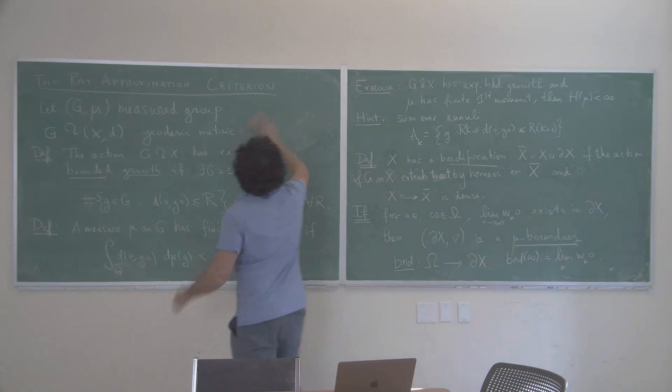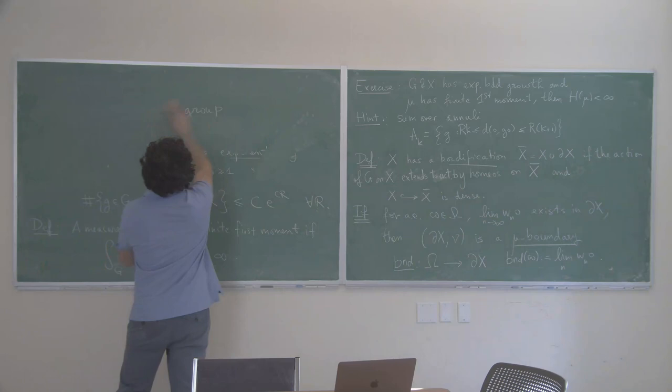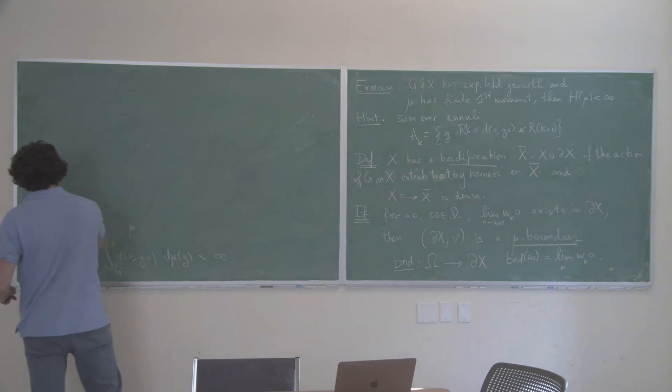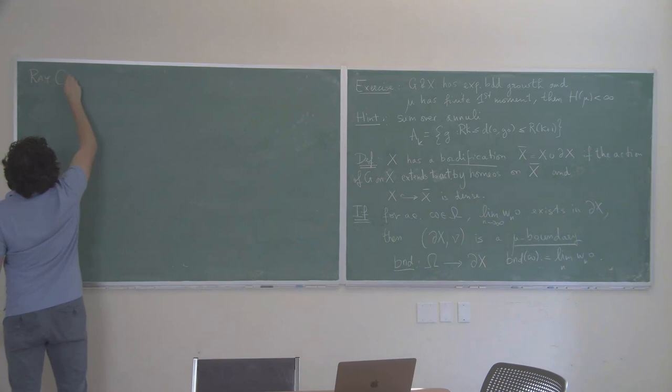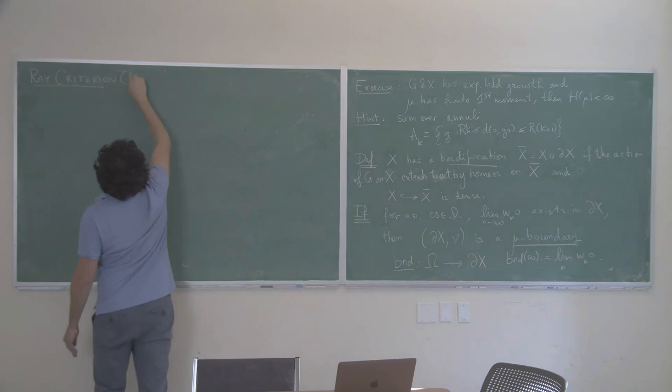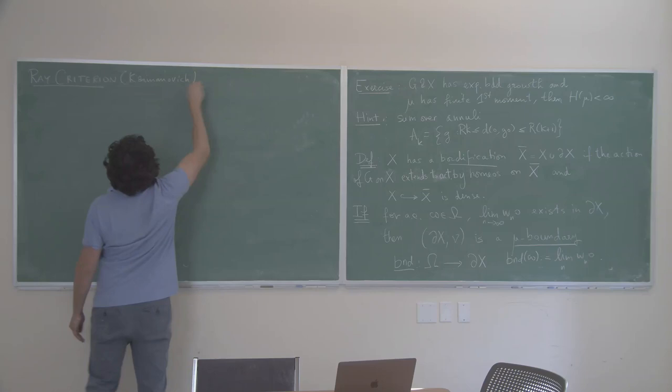Okay, so in the abstract, now we can define the rank criterion, and we saw last time how to apply it when you have this linear tracking property. So the theorem, the rank criterion, in a sort of abstract way, is the following.